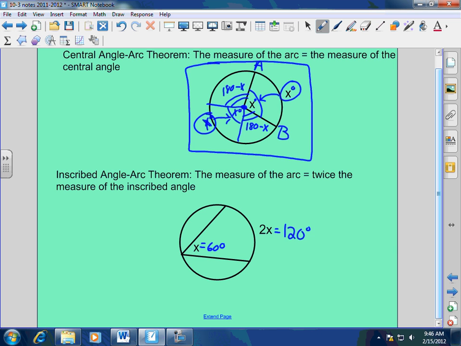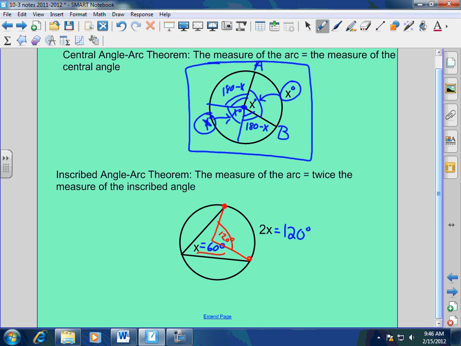Yes? Is it possible to have an inscribed angle and a central angle also? The question was, is it possible to have an inscribed angle and a central angle? Sure, why not? If this is 120, what would the central angle be? 120. What would the inscribed angle be? 60. Yes, absolutely. The laws are the laws are the laws.